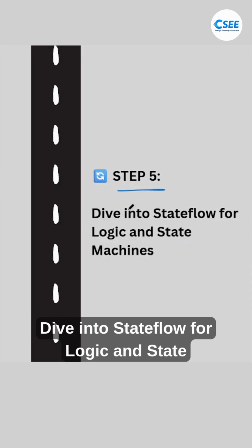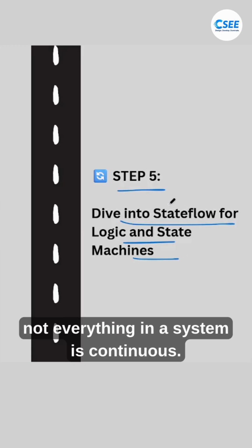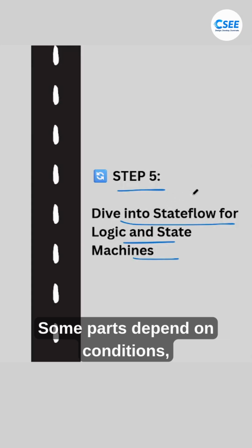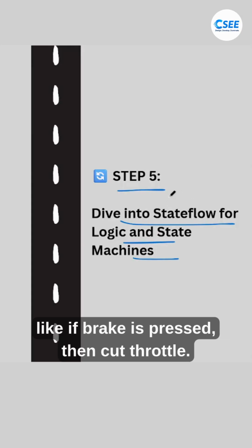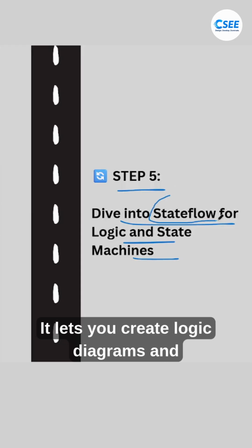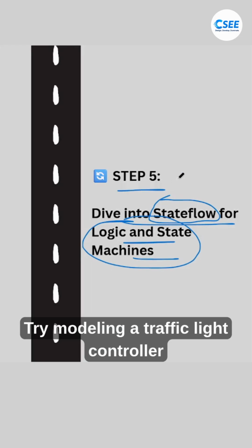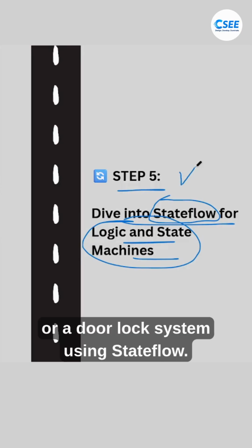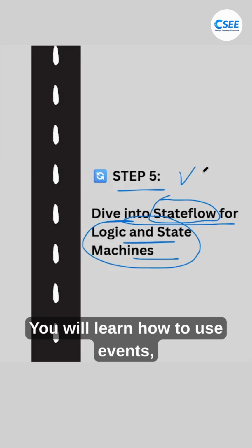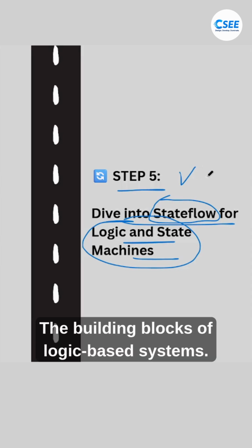Step 5, Dive into Stateflow for logic and state machines. Now, not everything in a system is continuous. Some parts depend on conditions, like if brake is pressed, then cut throttle. That's where Stateflow helps. It lets you create logic diagrams and state machines that define system behavior. Try modeling a traffic light controller or a door lock system using Stateflow. You will learn how to use events, transitions, and actions, the building blocks of logic based systems.